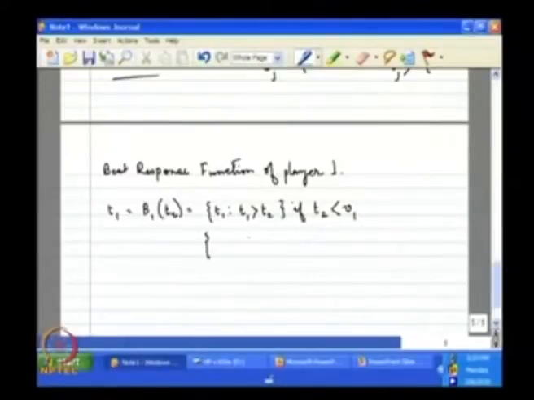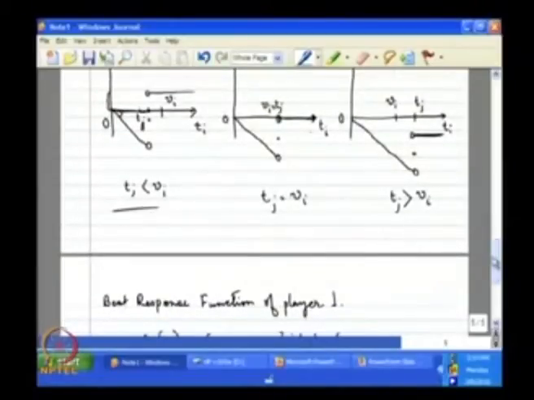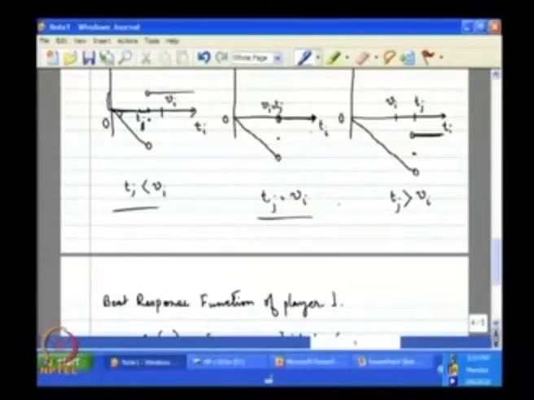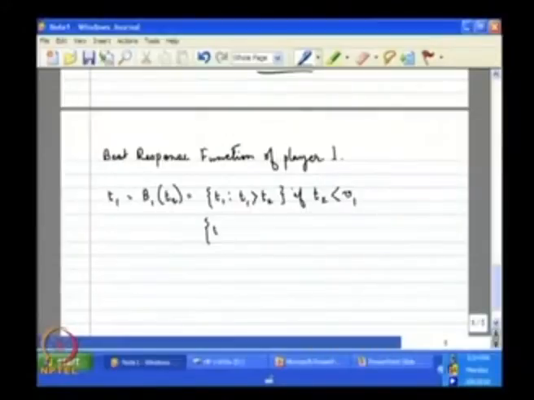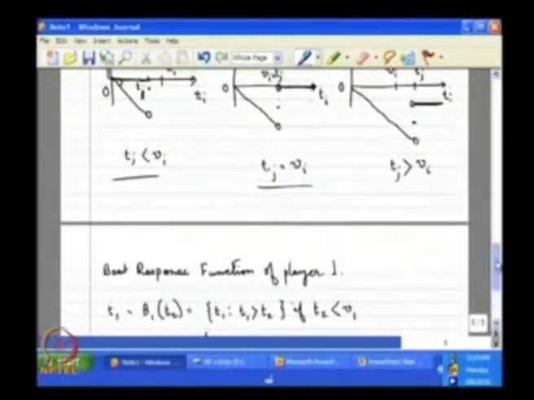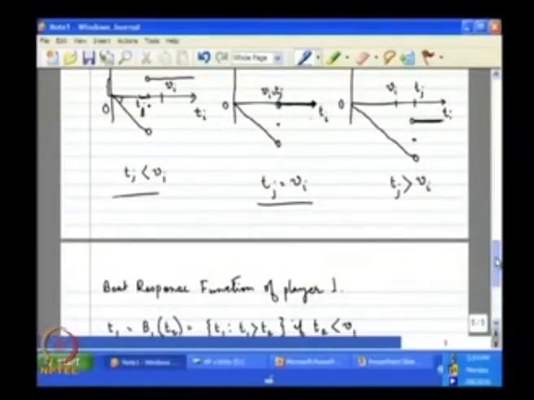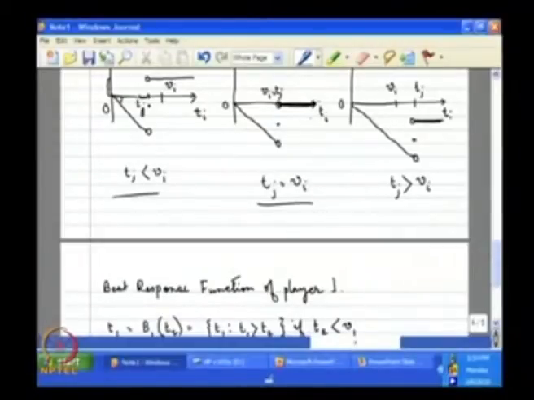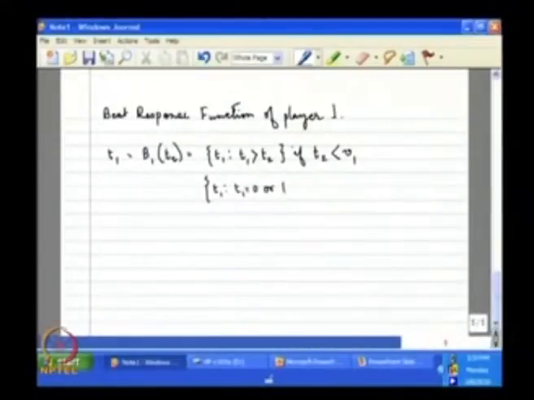Secondly, let us take the second case. If T2 is just equal to V1, the case in between, in that case there are two sets of best responses. One is T1 is equal to 0, or T1 is strictly greater than Tj, T2. So, this is the range that I am talking about, strictly greater than T2 if T2 is equal to V1.